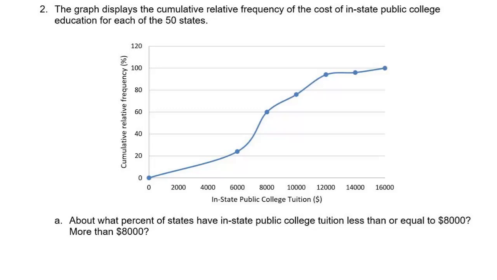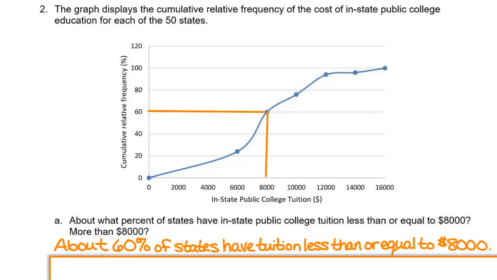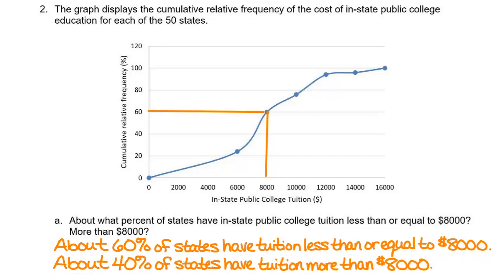About what percent of states have in-state public college tuition less than or equal to $8,000? About 60, yeah. So what about more than 8,000? 40%. So about 60% of states have tuition that's less than or equal to 8,000. About 40% of the states have tuition more than 8,000.